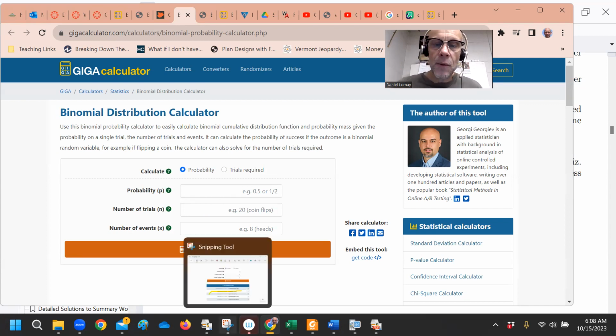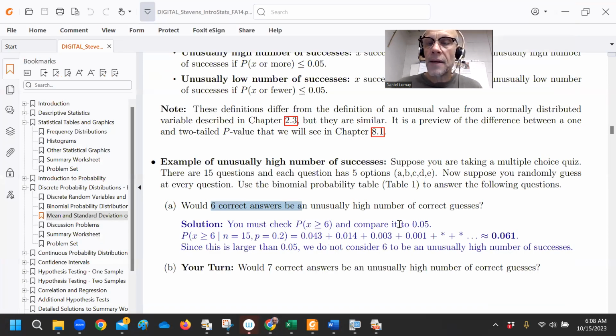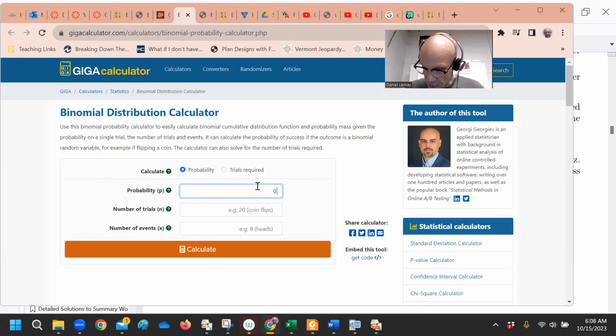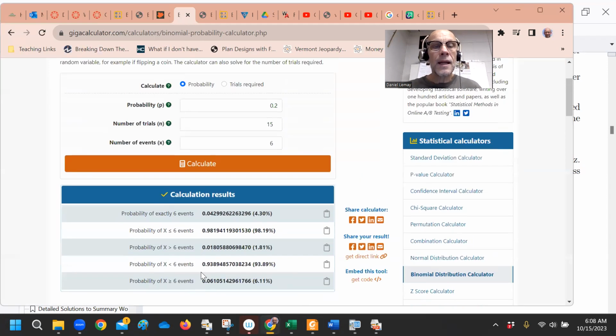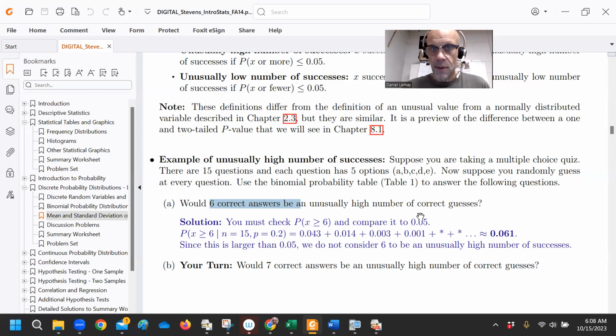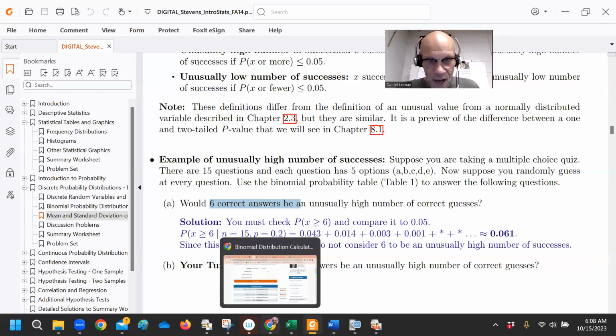Let's see. Dr. Stevens said what for that answer? He said 0.061. So let's check it out and see if we can get that with a calculator. So we know the probability of success is 0.2 because it's 1 out of 5. We've got 15 questions and we want to know 6 or more, right? We calculate it, and he said 6 or more is this one, 0.061. I'm pretty sure that's what he said. Well, let's go check and see. He did say, see that? So much faster.